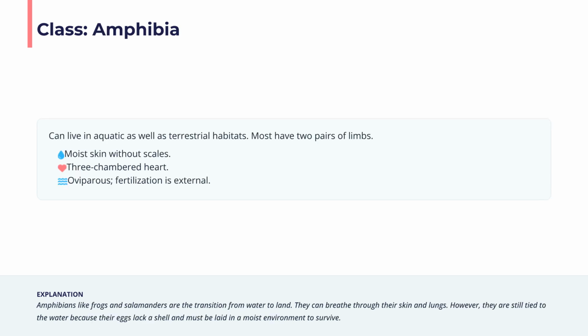Amphibians represent the transition to land, living in both aquatic and terrestrial habitats. They have moist skin and a 3-chambered heart, but must lay their shellless eggs in water.